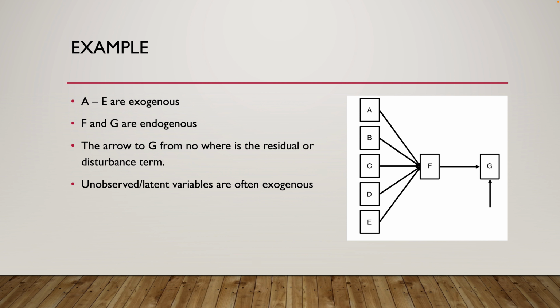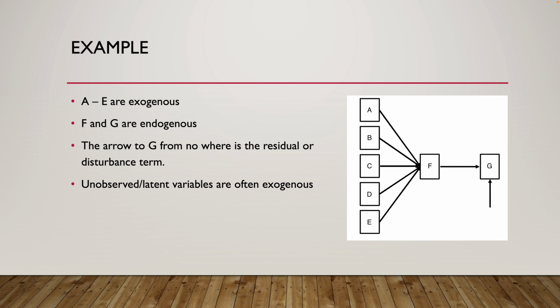Now, an example, we usually get into more sophisticated. So A through E in this design would be exogenous, F and G, clearly endogenous. The arrow to G is a term. It's a residual, and we usually include that information in our path diagram.